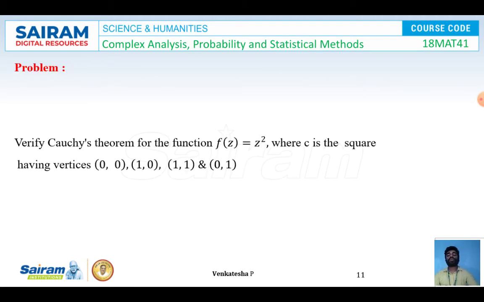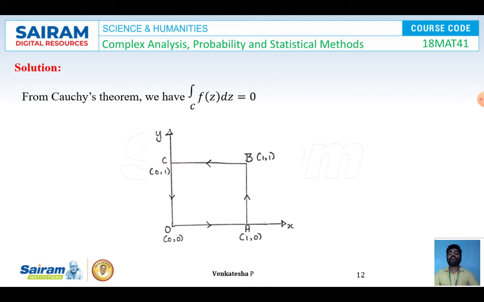Now problems on Cauchy's theorem. The first problem is: verify Cauchy's theorem for the function f of z is equal to z square, where C is the square having vertices 0, 0, 1, 0, 1, 1 and 0, 1. To prove Cauchy's theorem, we have to get the answer 0. Then only we can say the function satisfies Cauchy's theorem here. The given function is z square, which means I'll be taking the function x plus iy whole square, which becomes x square minus y square plus 2ixy.